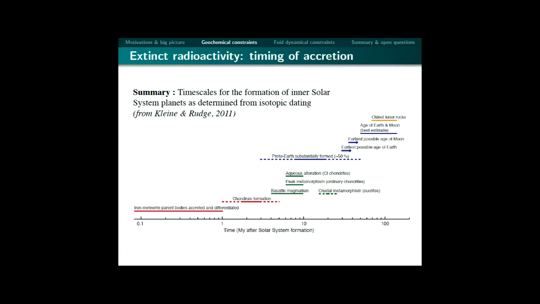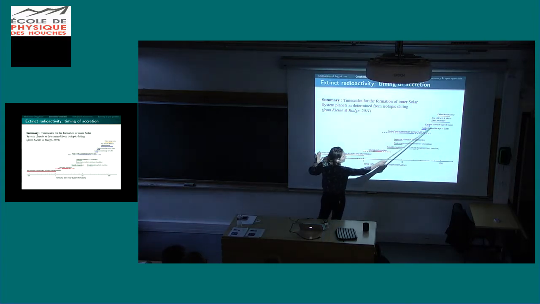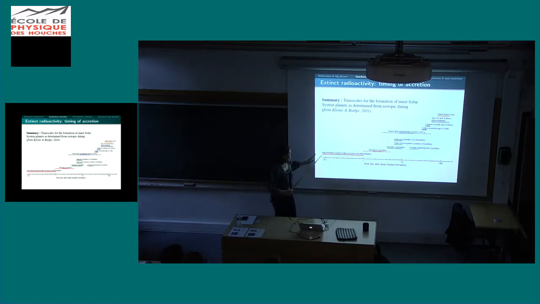Yeah, so as a summary of radioactive dating, what do we know in terms of timescale? We know that the Earth formed more or less in 100 million years. We know that the first objects in the solar system differentiated within 1 million years, the age of most iron meteorites. Chondrites were probably formed in a few million years. And then it's a bit more complicated, but that gives you the main timescale to have in mind.